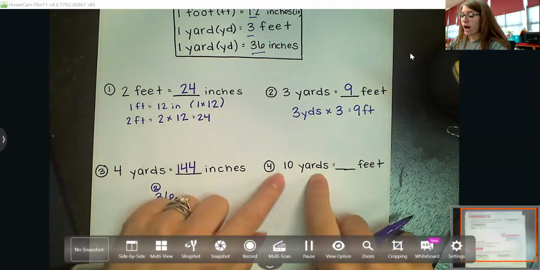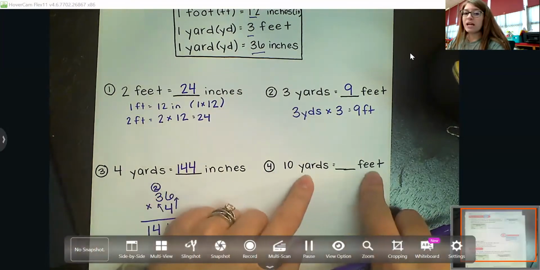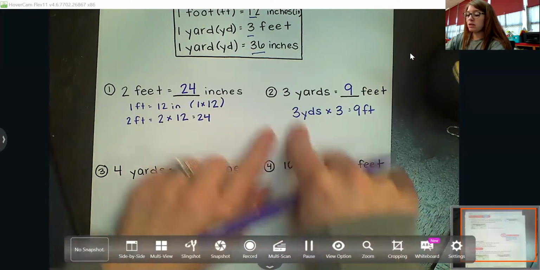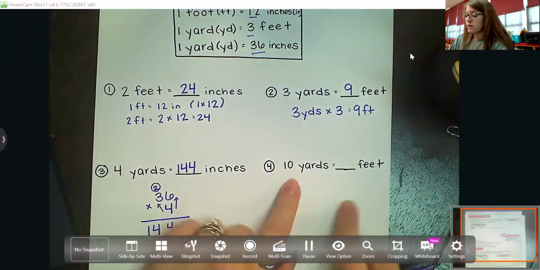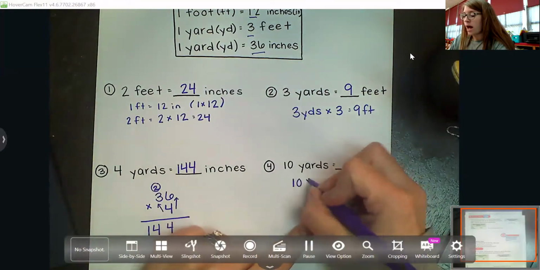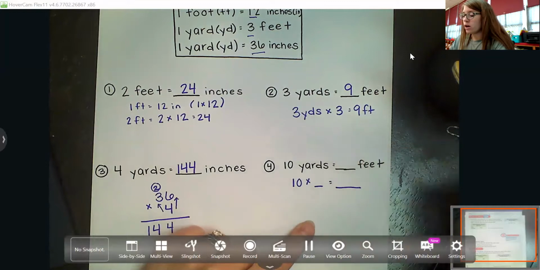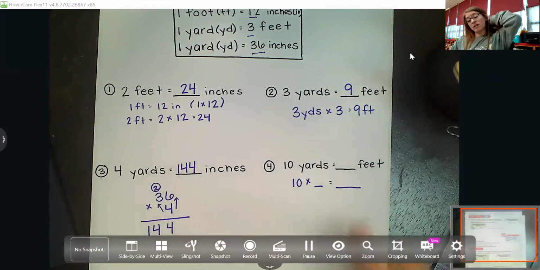All righty. And number 4, we're changing 10 yards to feet. Okay, so we're going to be using this conversion here. 1 yard equals 3 feet. I want you to figure out how many feet are in 10 yards. I'm going to give you just a minute. Pause it if you need to, and then we're going to do it together. All righty. Hopefully you paused it to work it out. Maybe you worked it out in your head.